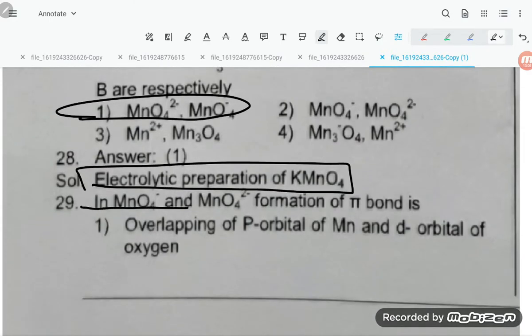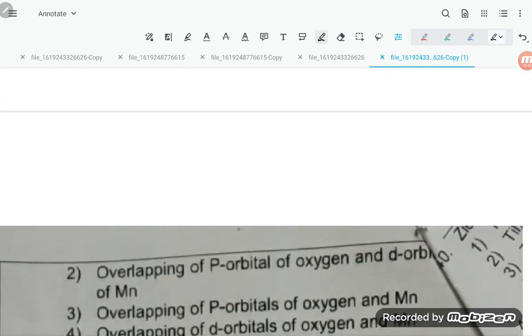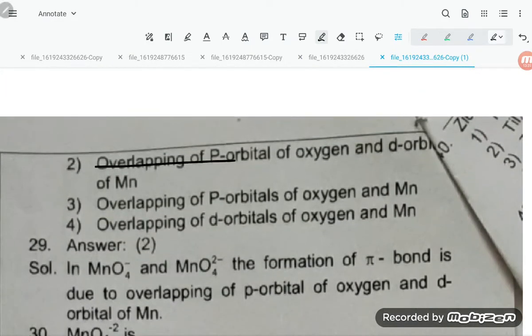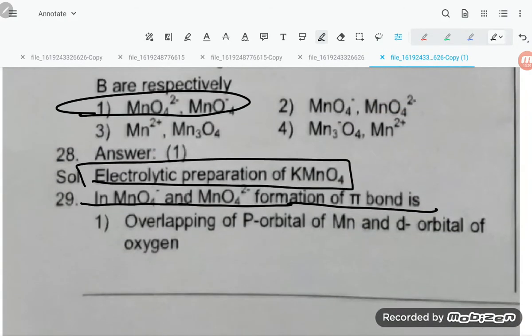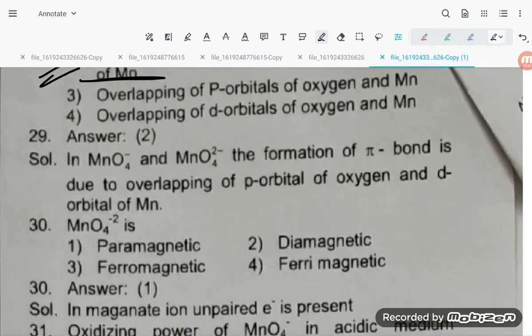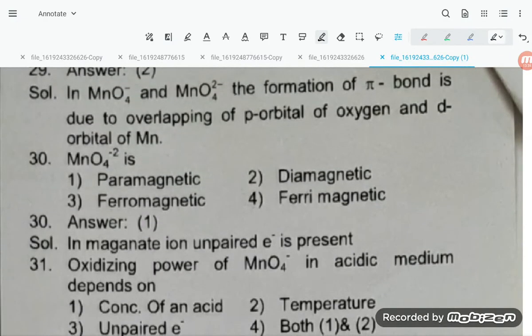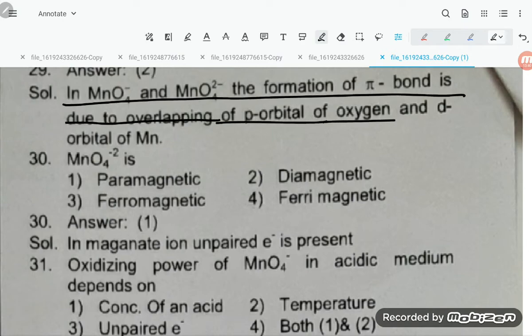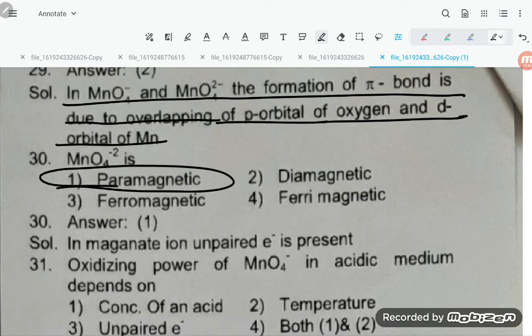In MnO4 minus and MnO4 2 minus, the formation of pi bond is due to overlapping of p orbital of oxygen and d orbital of Mn. So p pi d pi bonding is forming in MnO4 minus and MnO4 2 minus. MnO4 2 minus is paramagnetic.